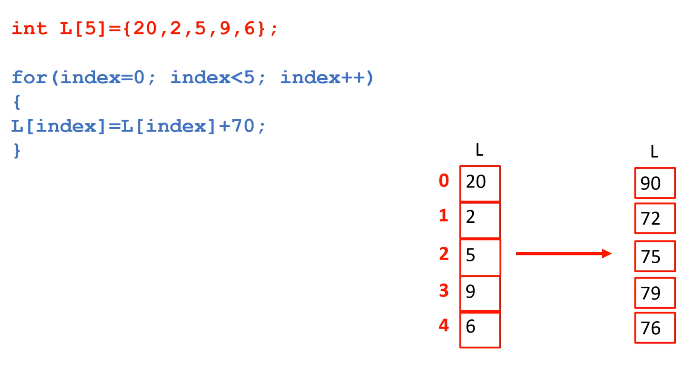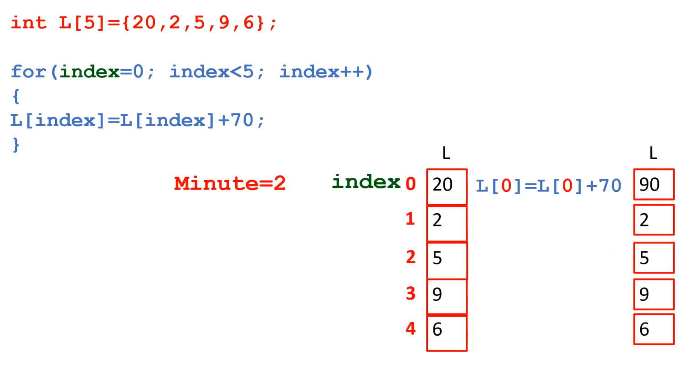So now here the for loop will use one statement which will add 70 to every value of the array. In 5 times it will add 70. Every time this loop will add 70 to each value of the array. Let's understand in detail.